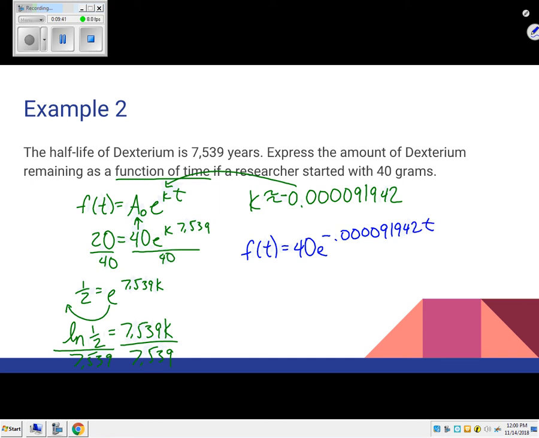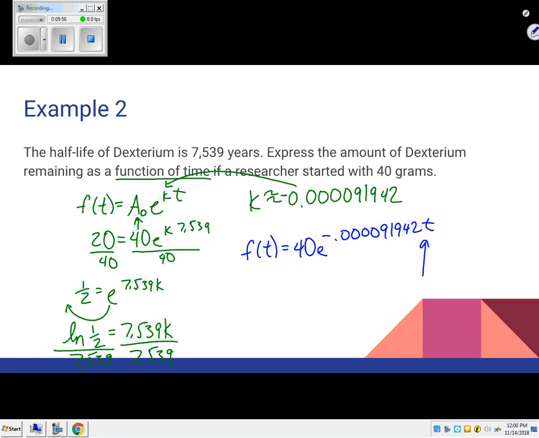If I'm wondering how much I'll have left maybe after 1,000 years, what I could do is I could definitely plug in 1,000 right there for T and solve that out.